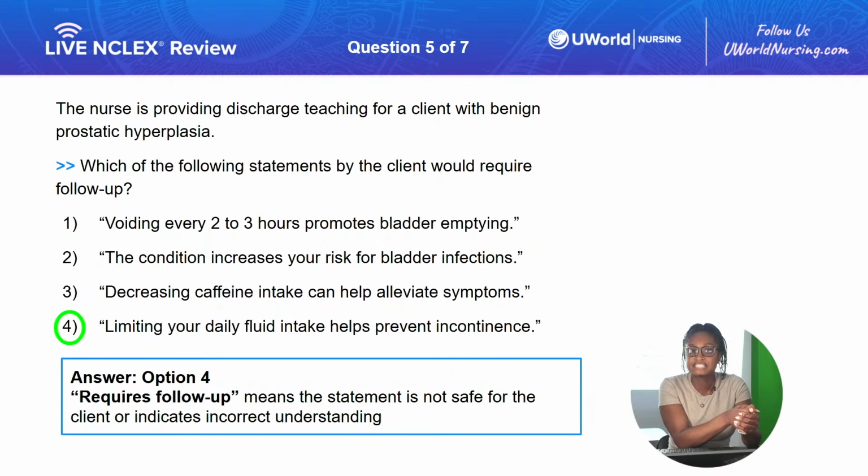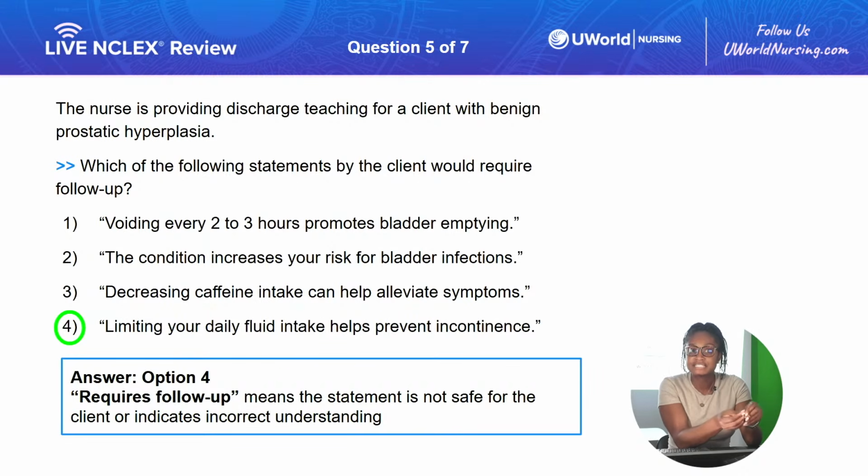Option 2, the condition increases your risk for bladder infections. So like I said, with that incomplete bladder emptying, that urine can stay in the bladder for a little bit longer and harbor bacteria and cause UTIs and bladder infections. So we increase their fluids, and then they will have a whole bunch of fluids flush through the bladder to help alleviate all that bacteria. So it does increase the risk for bladder infection, but if they're on a high fluid intake, which is what we want them to be, they will have a lower risk, but they're still at risk for bladder infections.